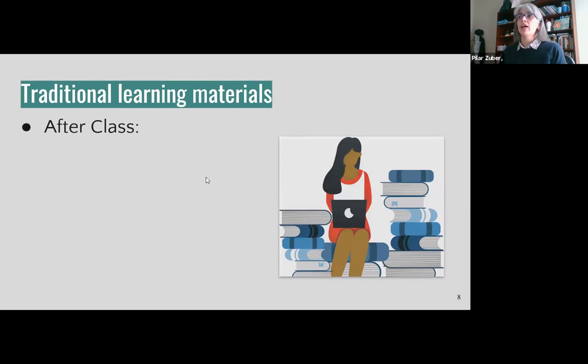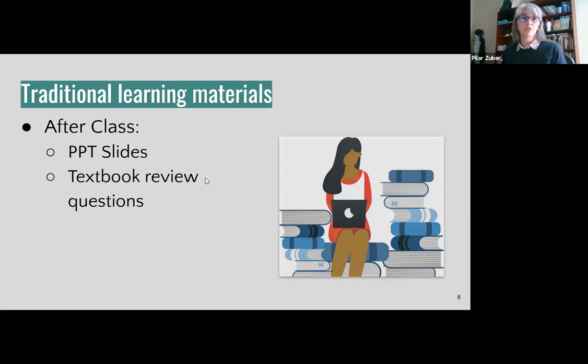And then after class, we might think about things like sharing the PowerPoint slides with them. Some of you may do that before class, so they come to class with the slides and they can follow along. Or some of you may do it after class and say, okay, here's the notes that we went over. Some of you may also use review questions from the textbook.